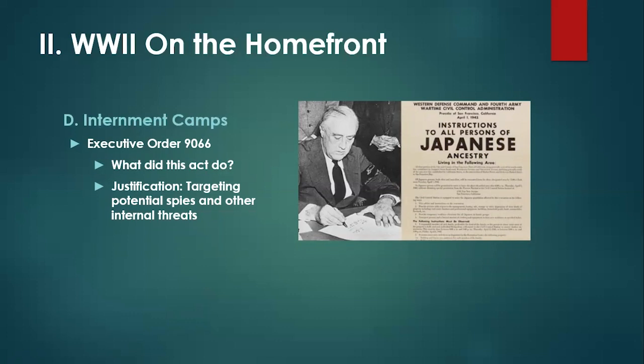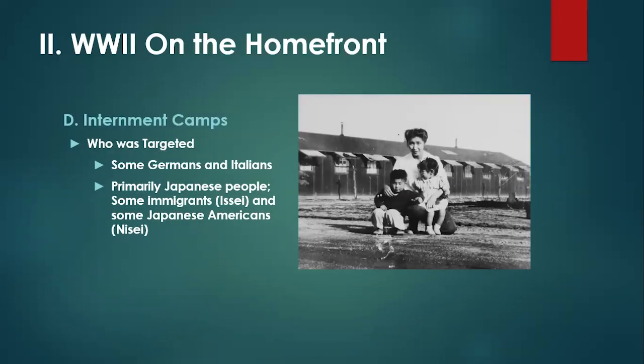But that was the justification used to force entire families of people to be rounded up into these camps across the country. So, as suggested, there were some Germans and Italians put into these camps, but they were primarily people of Japanese ancestry. Some of these individuals were what the Japanese refer to as Issei, meaning Japanese nationals, Japanese immigrants. But the majority were actually Japanese Americans, referred to as Nisei.